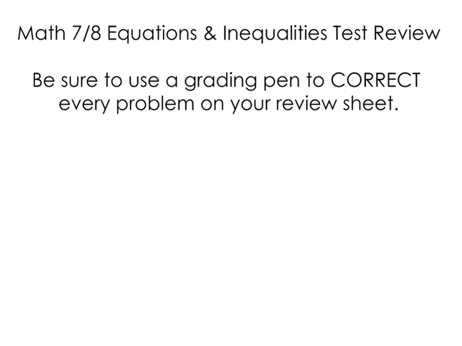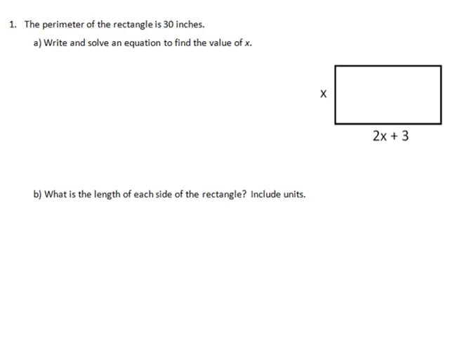This is the solutions video to your review sheet on equations and inequalities. As always, be sure that you use a grading pen and you fix every problem that you missed on your review sheet. Number 1, the perimeter of a rectangle is 30 inches.